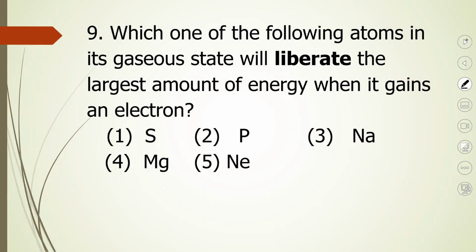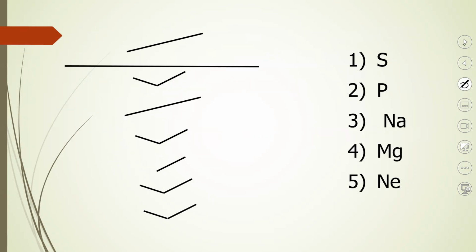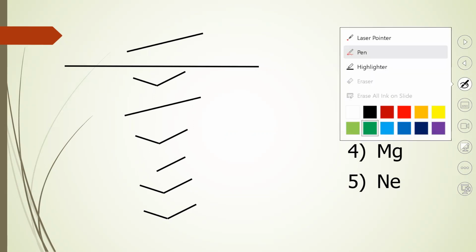Further, question number 9. Let's start to discuss question number 9. Which one of the following atoms in its gaseous state will liberate the largest amount of energy when it gains an electron? Right. The last session also we discussed this kind of work, right? The elements are sulfur, phosphorus, sodium, magnesium, and neon. So we have a clear idea already. We have done this kind of work.